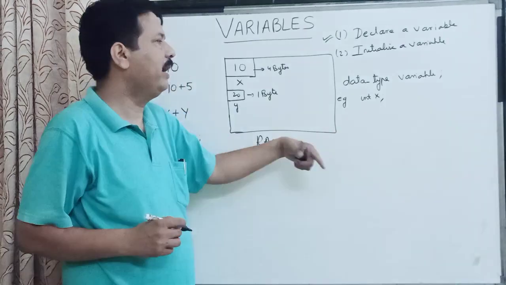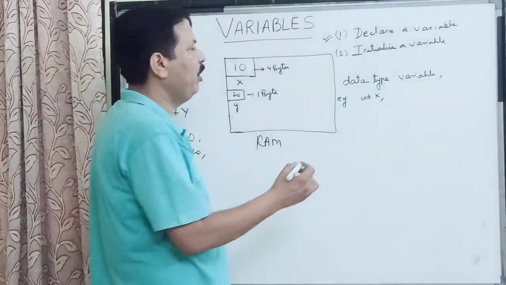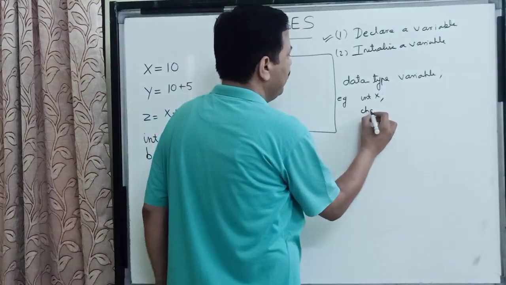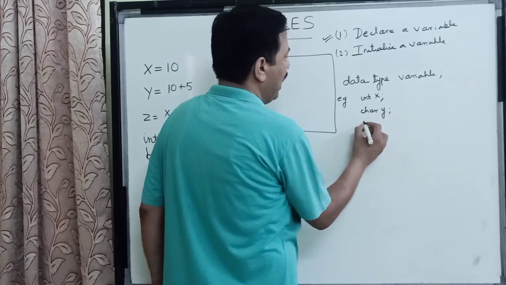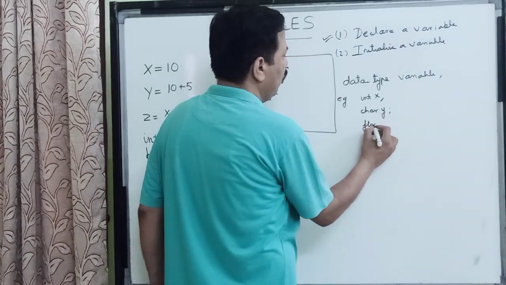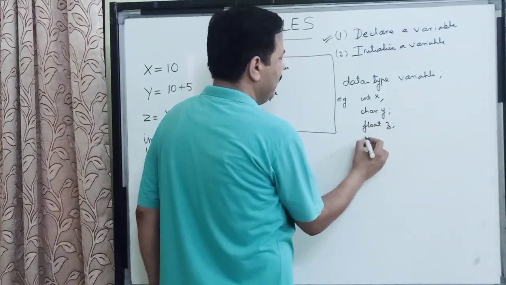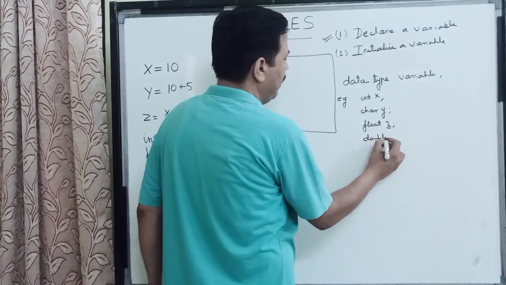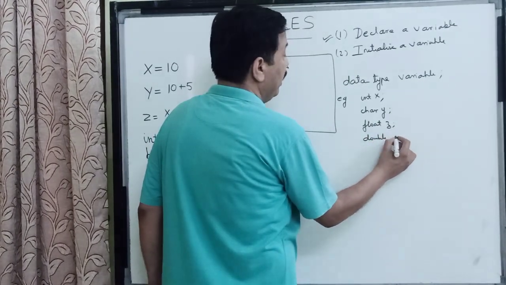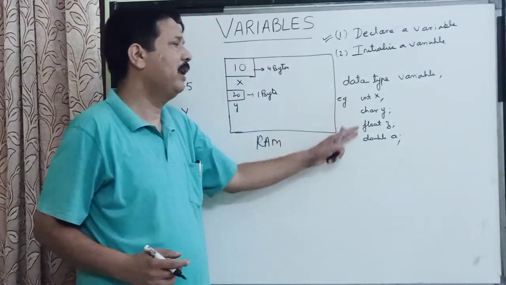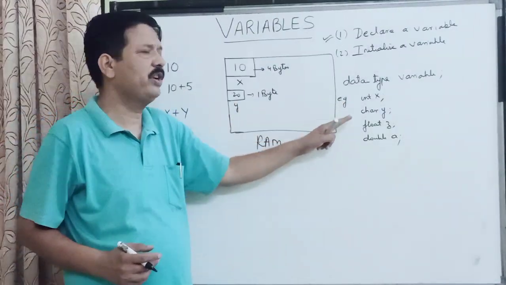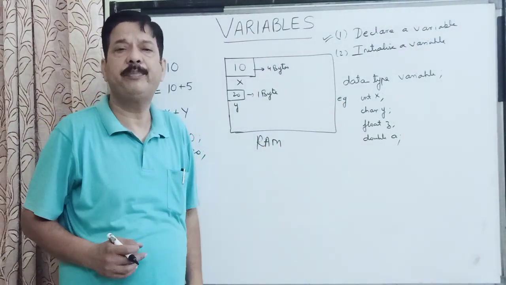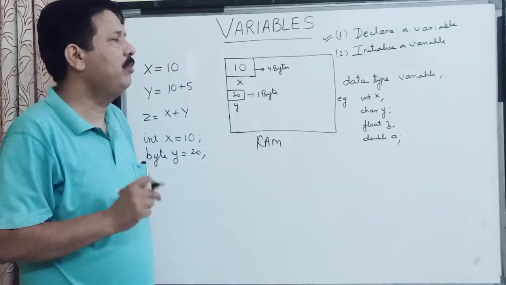Now children, I can declare variables with other data types also. I can declare a variable of char data type, I can declare a variable of float data type. I can declare a variable of double, say double A. Any data type I can declare, and all these declarations which I am doing over here are called simple declaration.